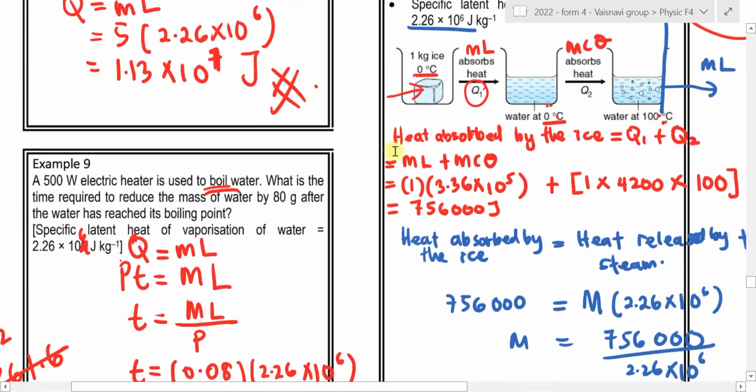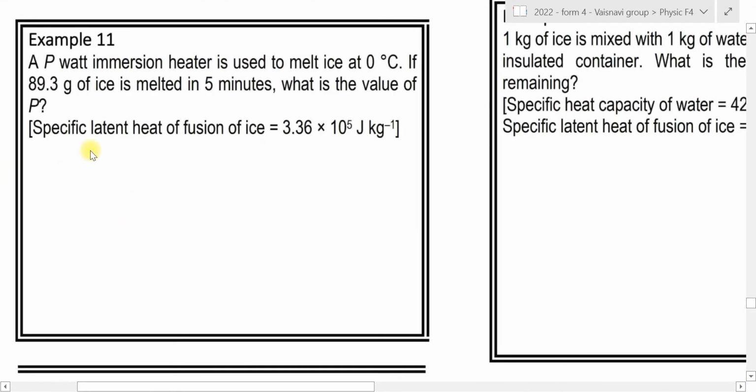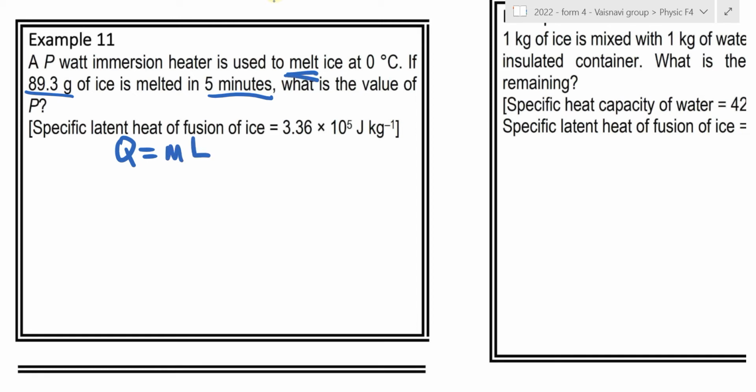Next one. There are two more. A P watt power is not given. Immersion heater is used to melt ice at 0 degrees Celsius. If 89.3 gram of ice melted in 5 minutes, what is the value of P? Very simple. Q equal to this one. They already tell melt, so ml. They use an immersion heater or kettle, so Pt equal to ml. Power we already know. Time is 5 minutes, so we have to change to seconds.